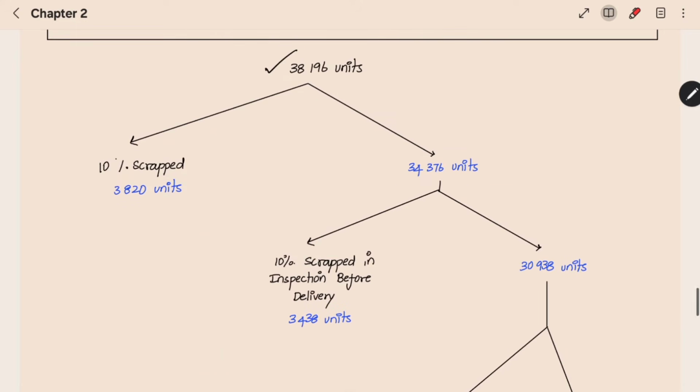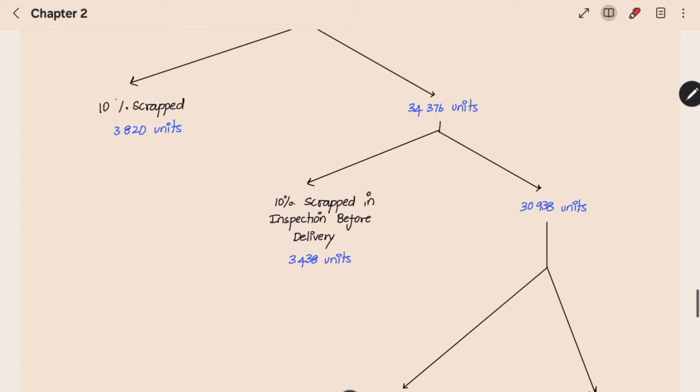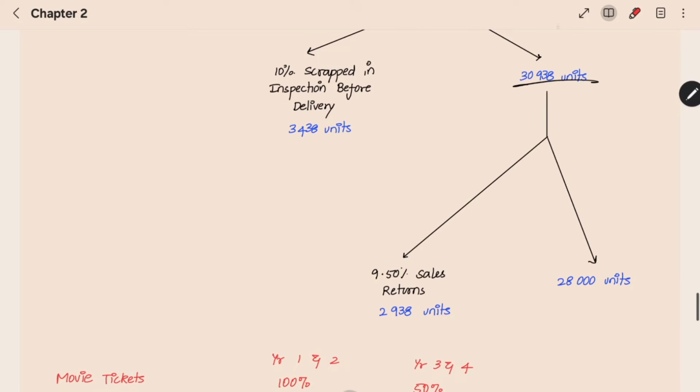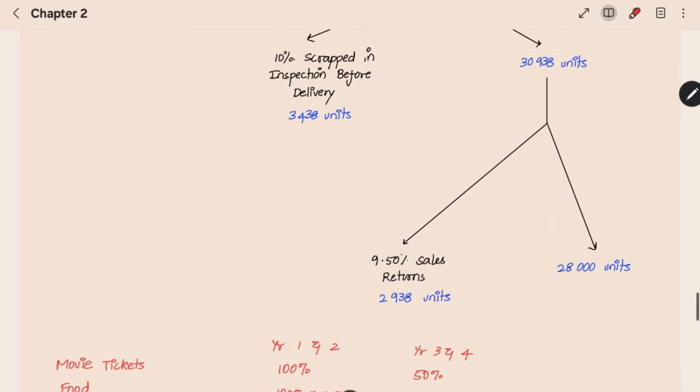38,196 units of material we purchased, 10% scrapped at the material stage, and the remaining went to the finished goods stage. Next, these were converted into finished goods. Out of that, 10% removed after production. This much is the good production units. This much production units we delivered to the customer. Out of that, 9.5% we got back as sales returns. This is the remaining units which are good units. This is the chart here.